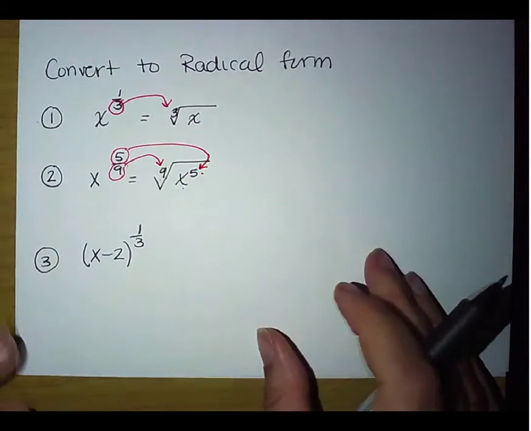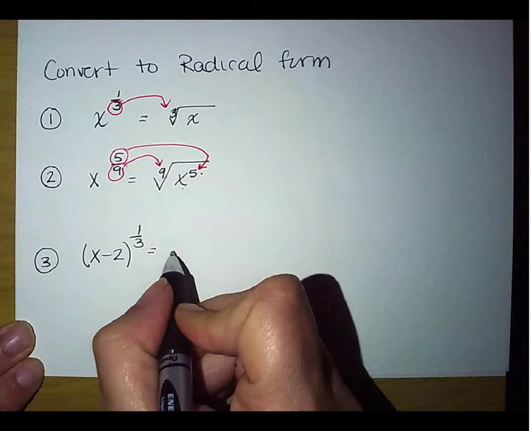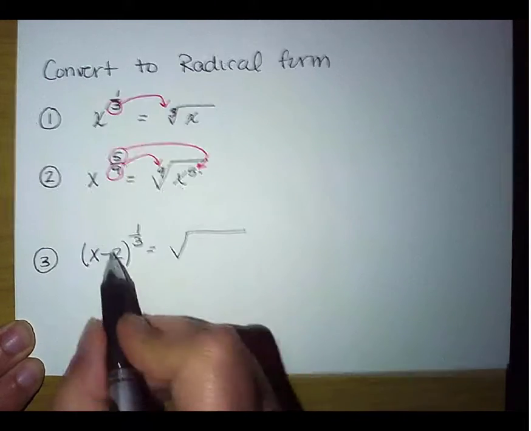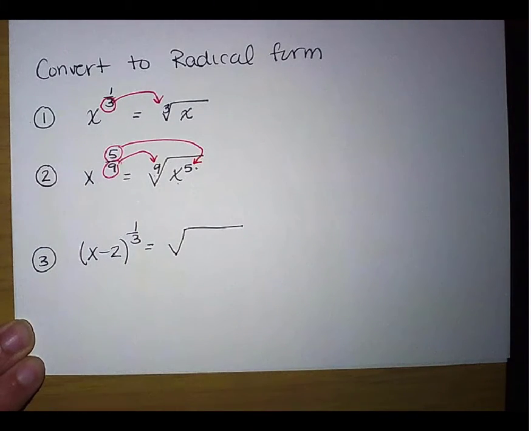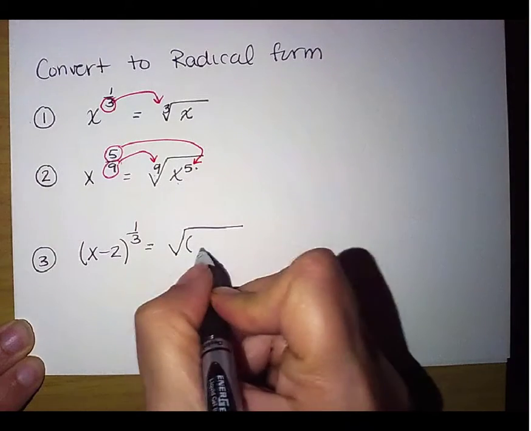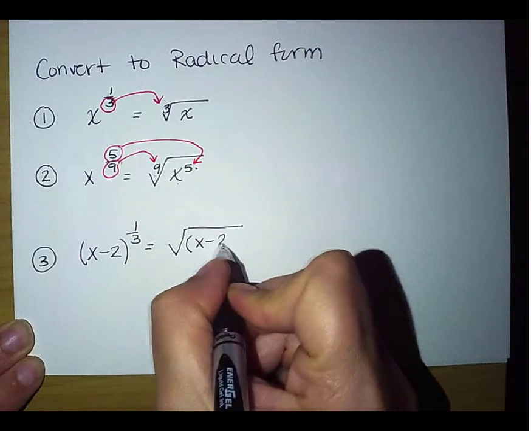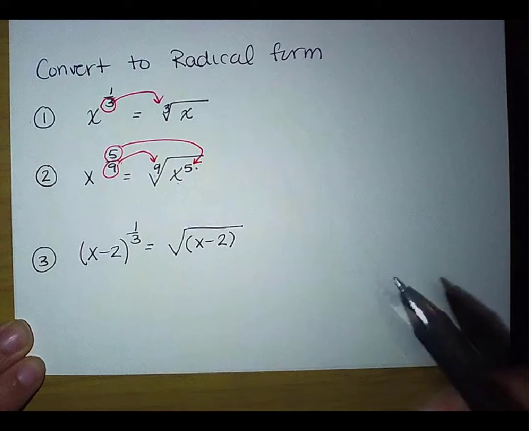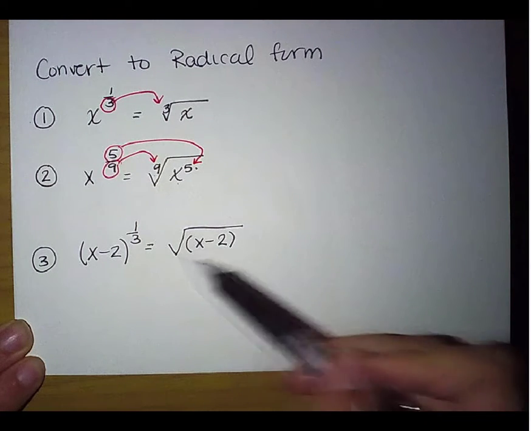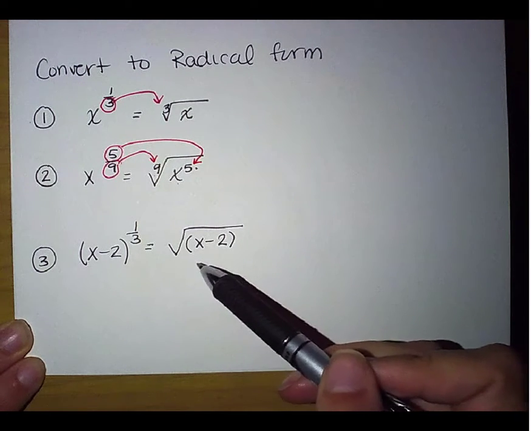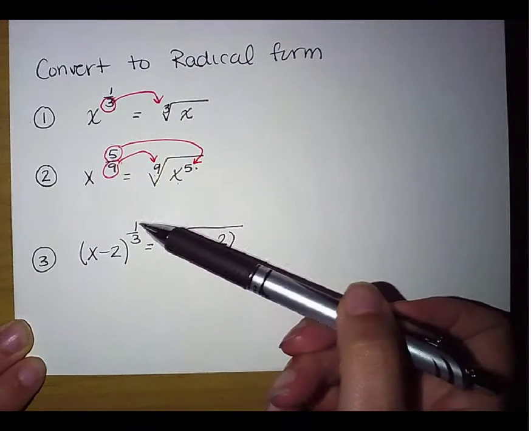Okay, so let's try this last one. Again, I'm going to go ahead and put my radical. This entire statement, x minus 2, is going to go inside the parentheses. Now I put it inside the parentheses, underneath the radical. I put it in parentheses, although that really wasn't necessary because my power was 1.